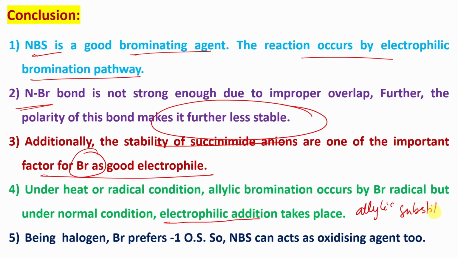By the way, student, the next MCQ is related to allylic substitution. I shall explain. So this is a halogen; bromine prefers the -1 oxidation state, and that's why in NBS, because of the electronegativity difference, we can say bromine is in the +1 oxidation state. So NBS can act as an oxidizing agent too, which results in bromide, the stable form of halogen.